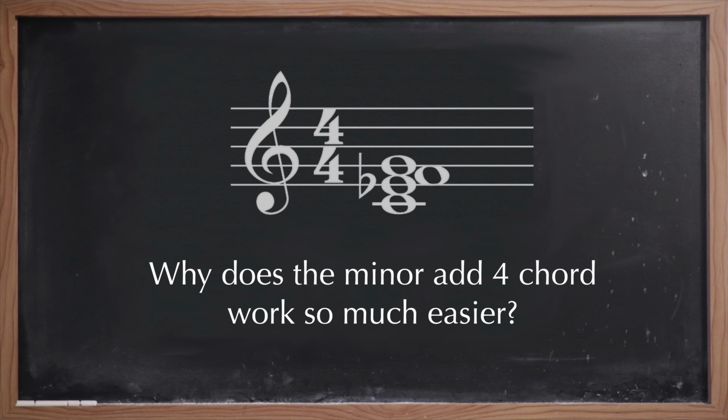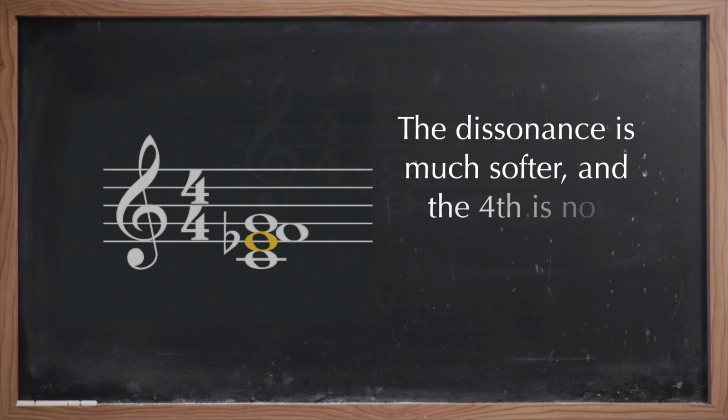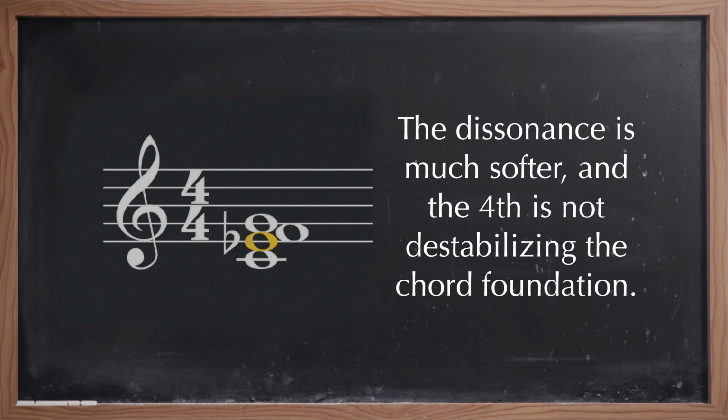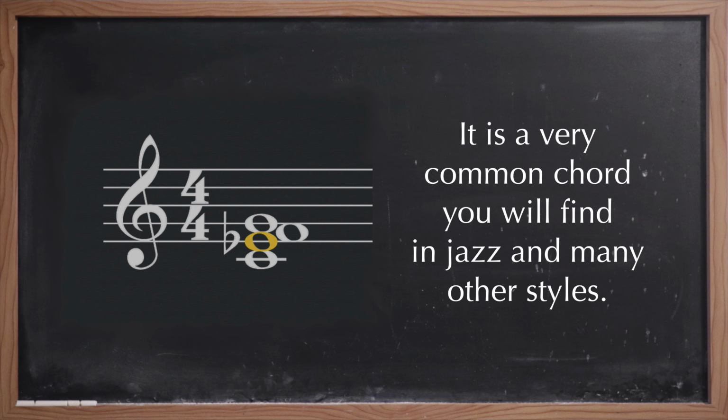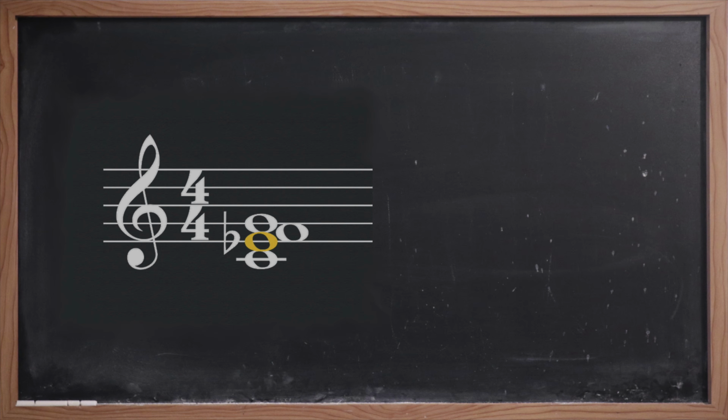Now, why does this not happen with the minor triadic version? This doesn't happen with the minor triadic version because if you have a C, E flat, and G, and then you add the F as an added fourth, it doesn't clash in the same way. There's a major second between the E flat and the F, and that allows it to be a much softer dissonance while not disrupting the foundation or the bones of the chord. In fact, it's a very common chord that you'll come across in jazz especially and other contexts of music.